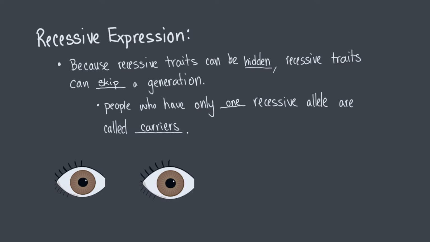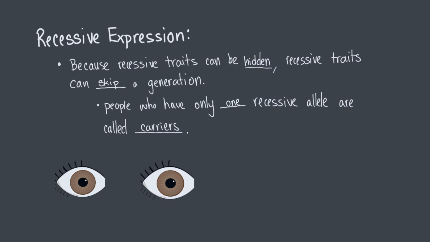And sometimes that can have tragic consequences. For a disease like cystic fibrosis, which is a recessive disease, two perfectly healthy parents can both be a carrier for cystic fibrosis, and then they can have a child that has cystic fibrosis. So that can have very sad consequences.